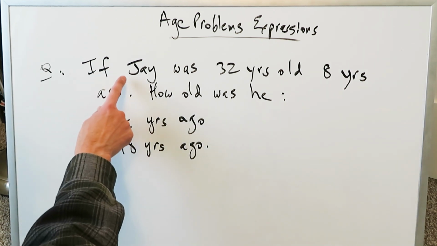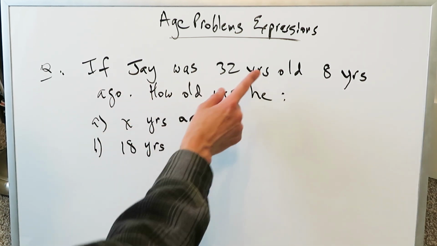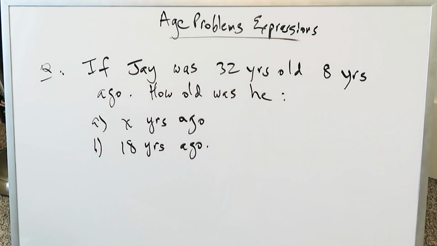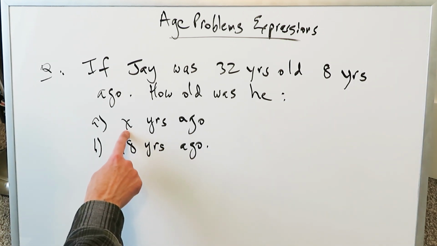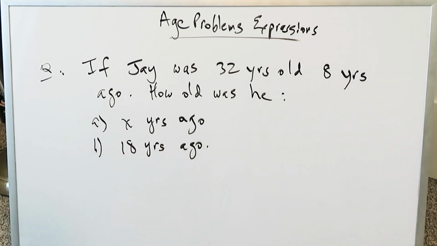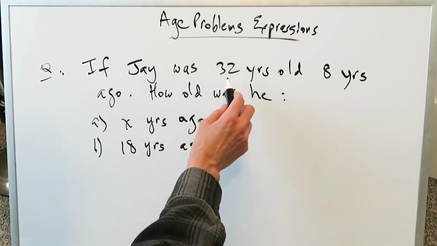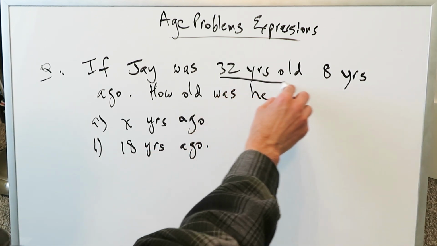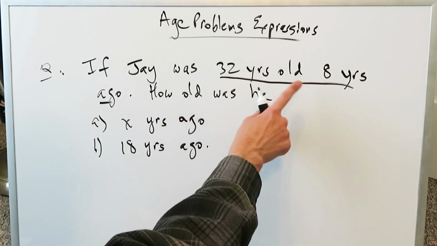Our first one being this: if J is an individual, he was 32 years old 8 years ago. How old was he X years ago and 18 years ago? It seemingly could be a tricky question, but it wouldn't be if you just look at exactly what you have right here, which I'm underlining. Just look at this underlined portion.